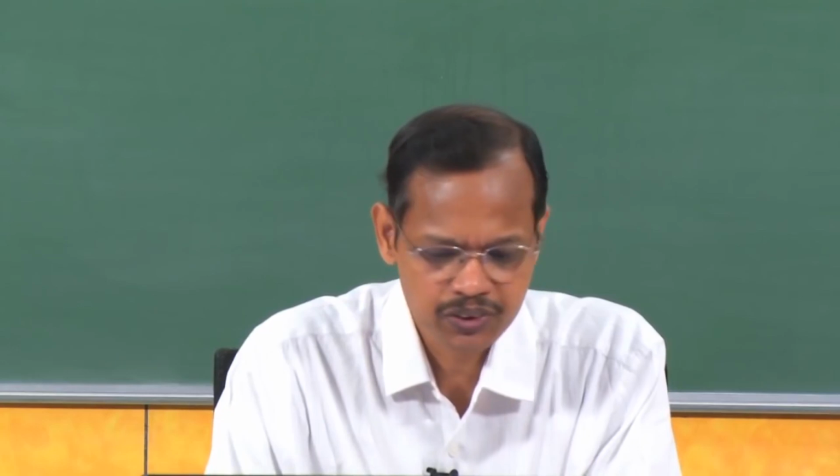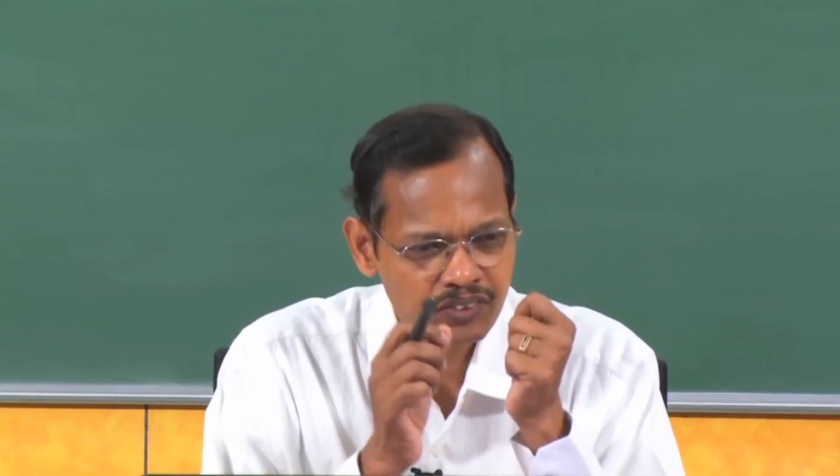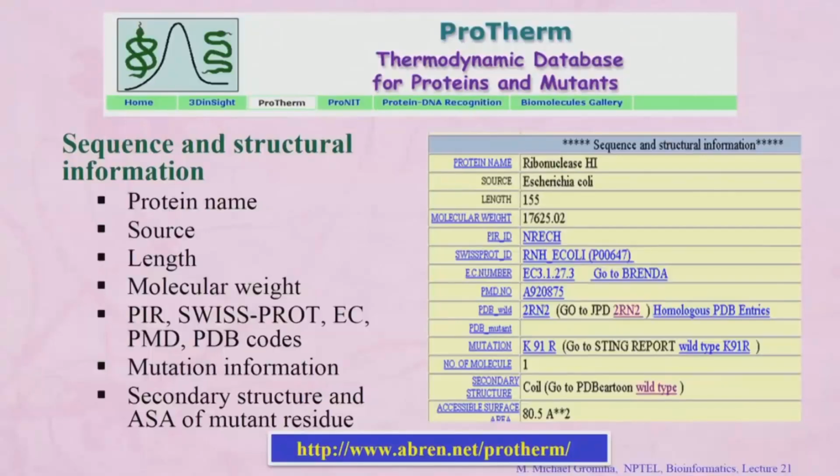So, the first part, we give sequence and structure information. For example, if you have the data, first we need to see which protein. In this case we give the protein name like ribonuclease HI, obtained from E. coli, because the source is also important. Sometimes we take T4 lysozyme, and lysozyme can also be from chicken or human, then the sequences are different, right. So in this case it is very important to provide the source information. So we give the name and the source.